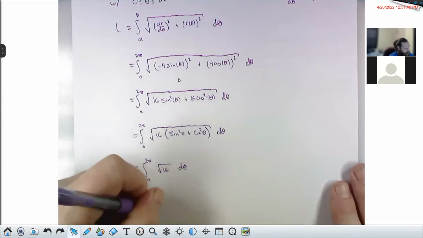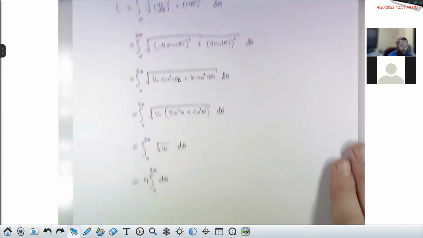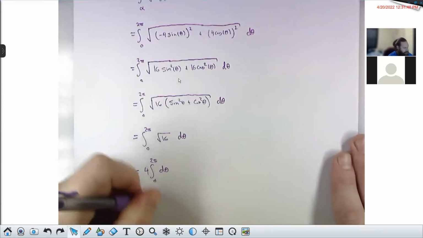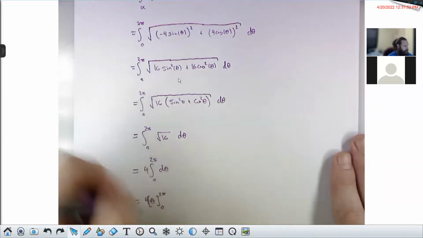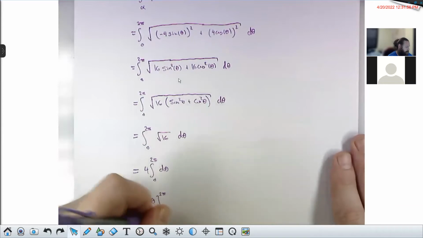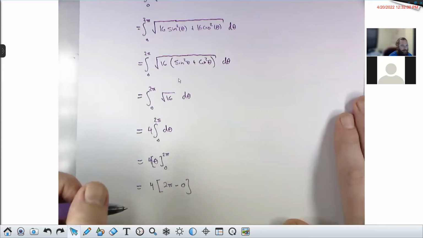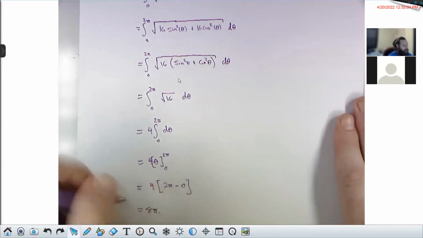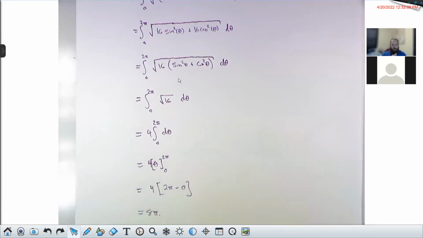So that's 4 times the integral from 0 to 2 pi of d theta, which is 4 theta, evaluated from 0 to 2 pi. And that's just 4 times 2 pi minus 0, which is 8 pi. So this is not a bad problem, right? This arc length integral was incredibly nice.